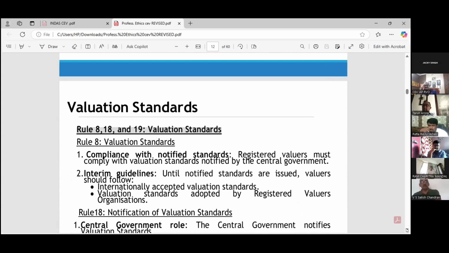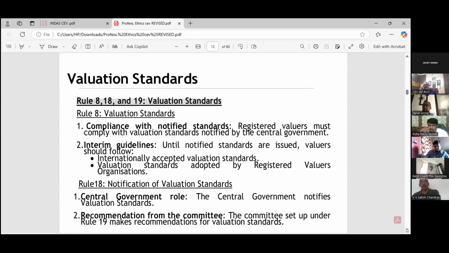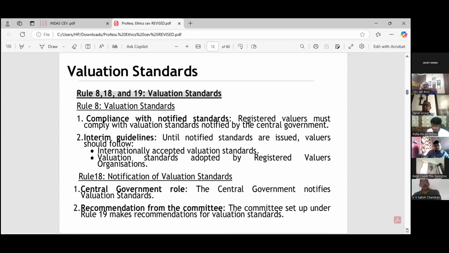Then we come to the valuation standard. This part is very important. In the valuation standard, we have 3 rules: Rule number 8, Rule number 18, and Rule number 19. Rule number 8, what does it say?